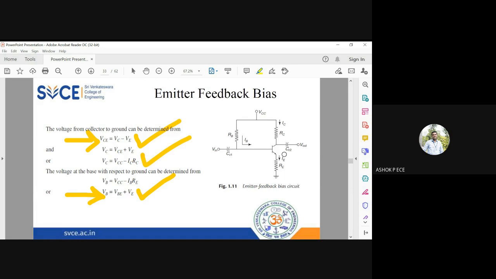Once you know all the voltages, you can find the voltage at the terminals: VB, VC, and VE. If any question in the exam demands that you find the individual voltages, you can find them from all these expressions.